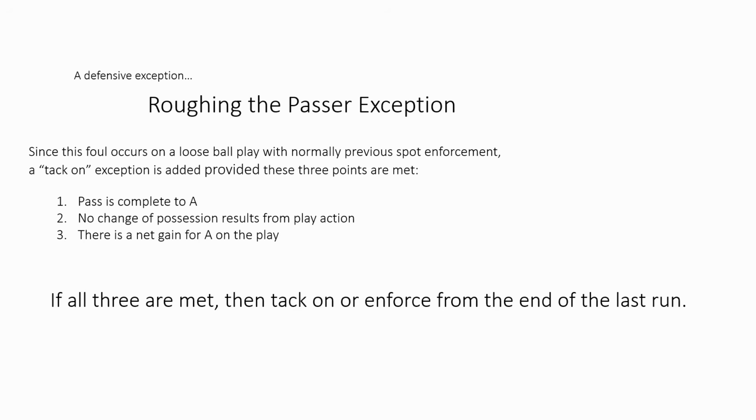As for roughing the passer, that's an exception on defense. Since this is a foul that occurs during a loose ball play, normal enforcement would be previous spot. But for roughing the passer, they've determined it's equitable to have a tack-on exception where we're going to have a special enforcement just for this roughing the passer foul. To have the tack-on, you have to have a completed pass to Team A. There has to be no change of possession resulting from the play action, and there's a net gain on the play for Team A. If all three are met, then you tack on or enforce from the end of the last run. If one of them is missing, you don't apply the exception and you go back to loose ball play, previous spot.